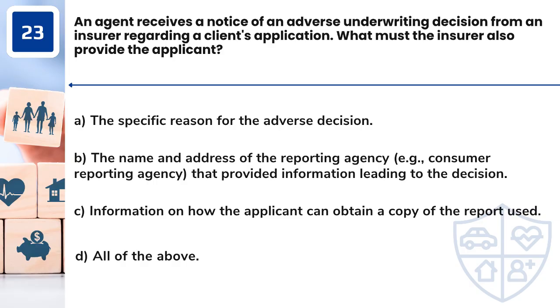Question 23. An agent receives a notice of an adverse underwriting decision from an insurer regarding a client's application. What must the insurer also provide the applicant? A. The specific reason for the adverse decision. B. The name and address of the reporting agency, e.g., consumer reporting agency, that provided information leading to the decision. C. Information on how the applicant can obtain a copy of the report used. D. All of the above.